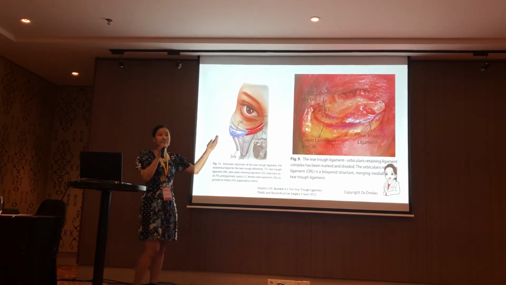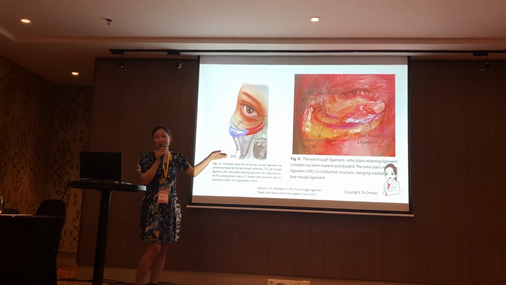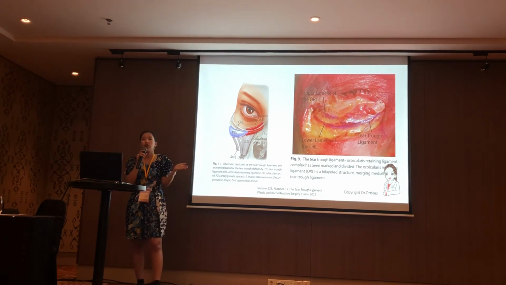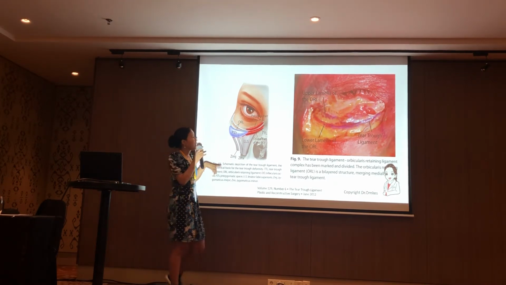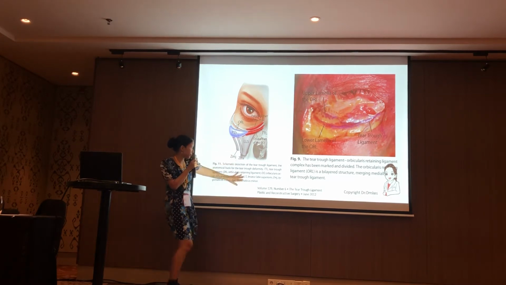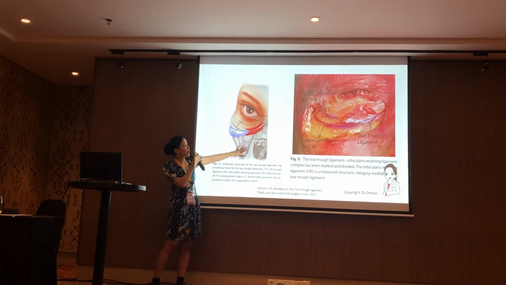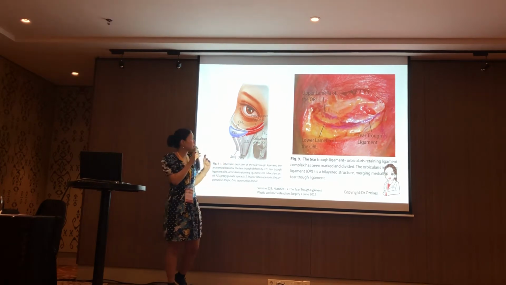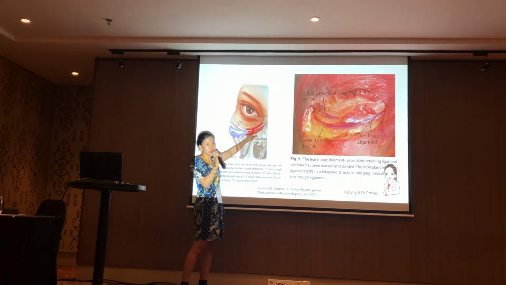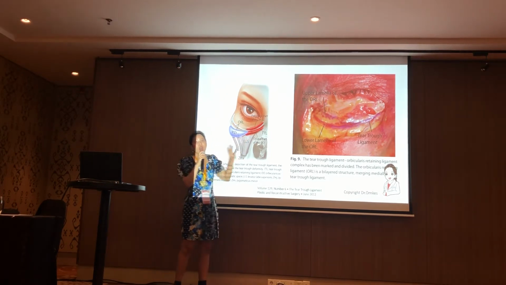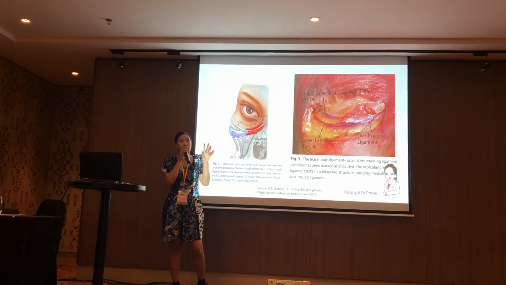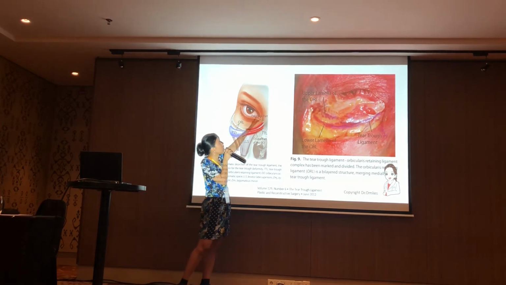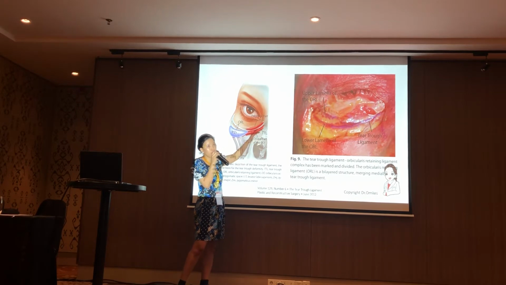Okay, have you seen this picture before? This picture is what we call the anatomy of the teardrop area. You see, this is the schematic depiction. The teardrop area is the problem in this area. The anatomy that causes the teardrop problem is the teardrop ligament here. And also this one is the orbicularis oculi muscle, the palpebral part here and the orbital part here.